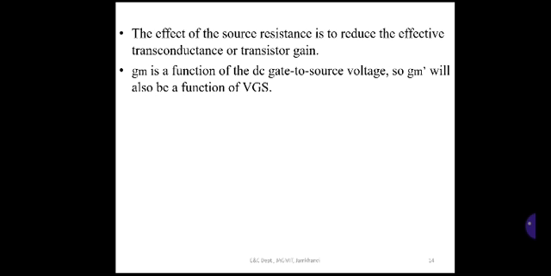So the effect of the source resistance is to reduce the effective transconductance or transistor gain. Here gm is a function of the DC gate to source voltage, so gm dash will also be a function of VGS.